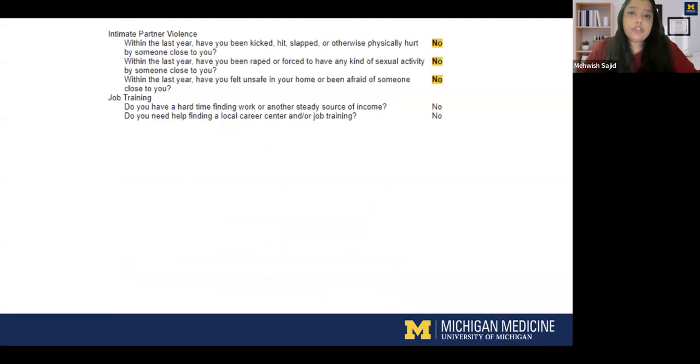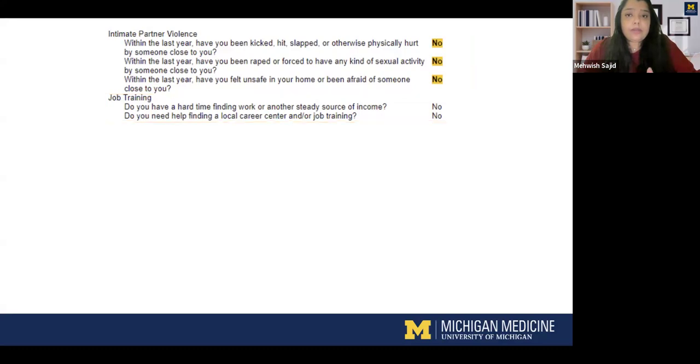And then the last two categories here: screening for intimate partner violence, and whether or not a patient has been forced to do something they don't want to do, or physically harmed in any way, or if they feel unsafe in the home or afraid of someone close to them. And then for job training, do they have a hard time finding steady work or a steady source of income? And do they want help with either getting in touch with a career center or with job training?